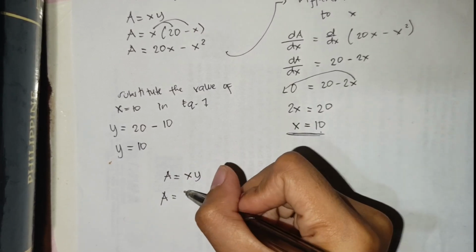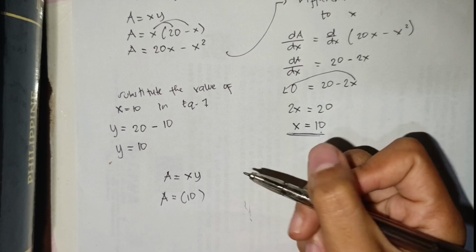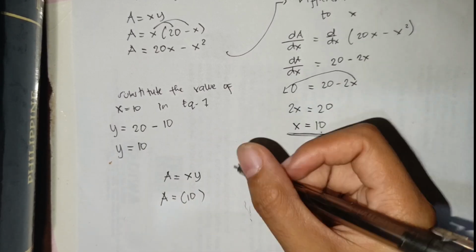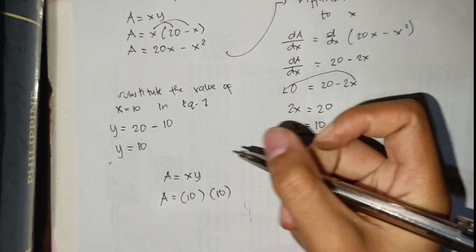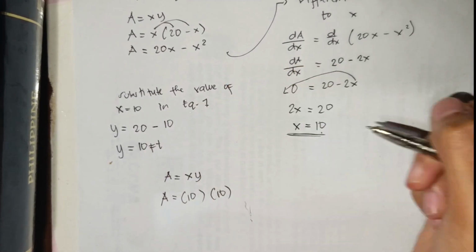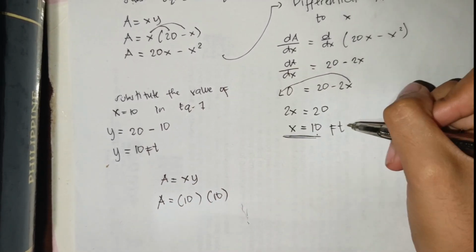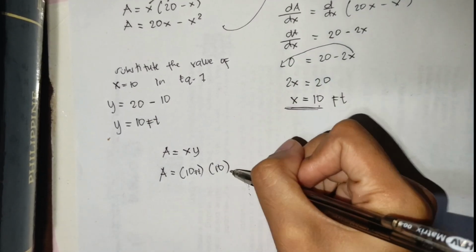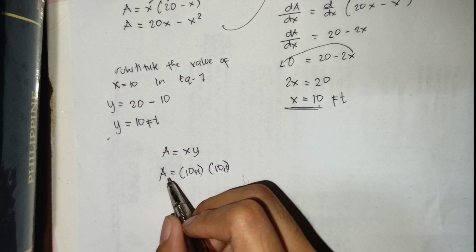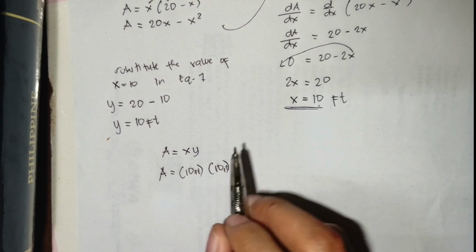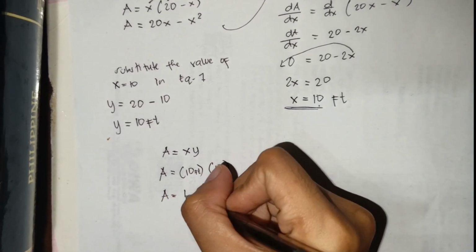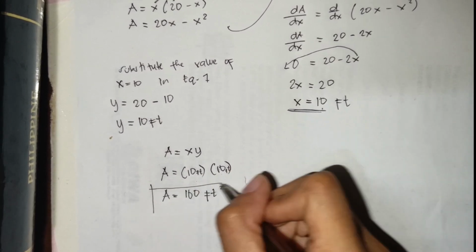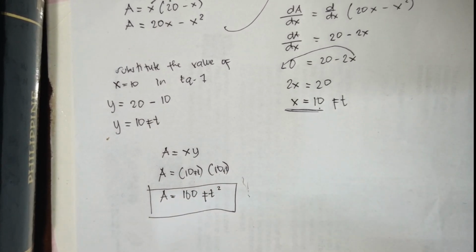The value of x is 10, and then the value of y is 10. So, 10 times 10 is equal to 100 feet squared. So, that is the value of the area.